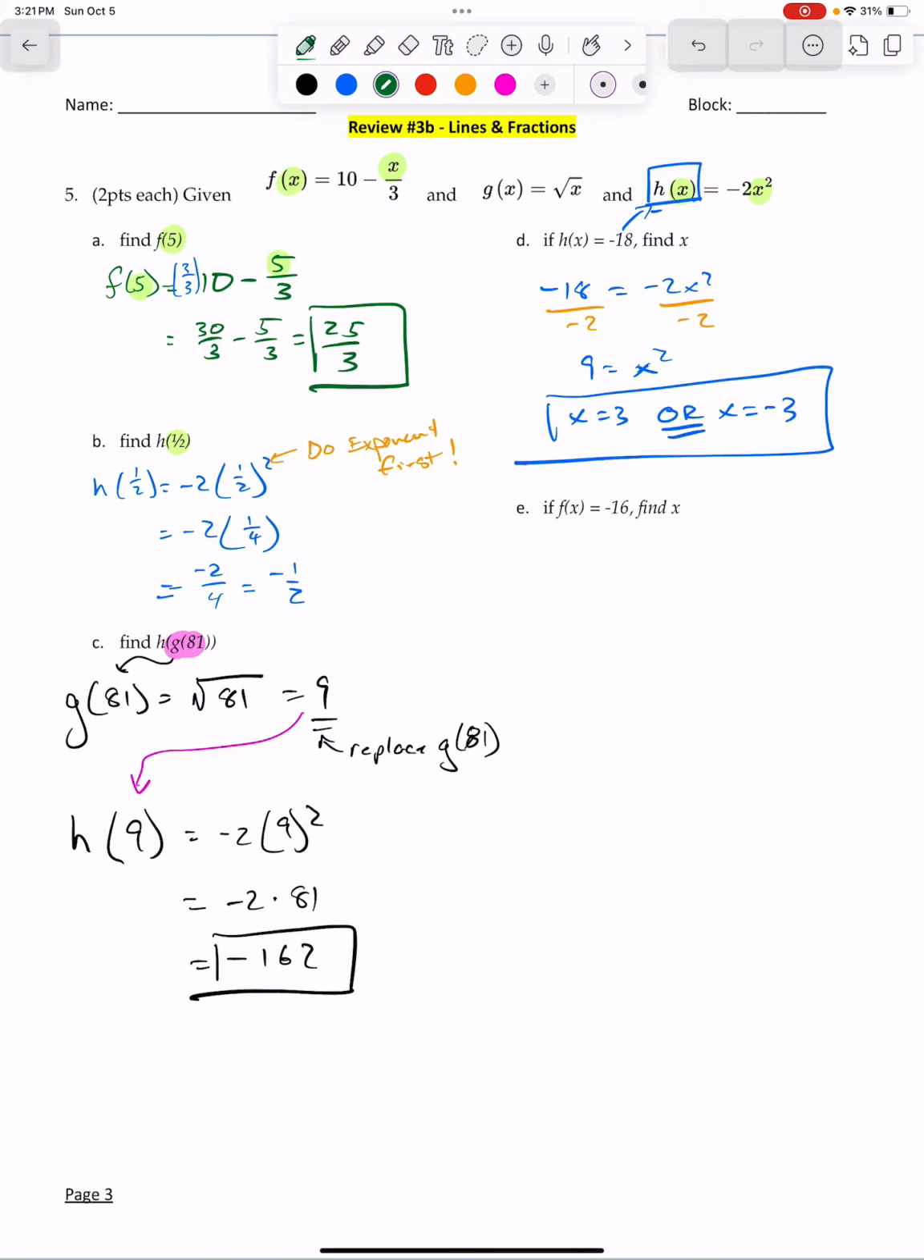Last but not least, if f of x equals negative 16, I'm going to plug negative 16 in there. So negative 16 equals 10 minus x over 3. Let's subtract 10 on both sides. And I get negative 26 equals, that sums to 0, negative x over 3. So now I'm going to multiply both sides by negative 3 so that these cancel out. And I'll just have x on this side. And 3 times 26 is 78, I believe.